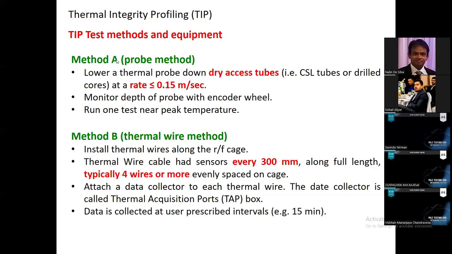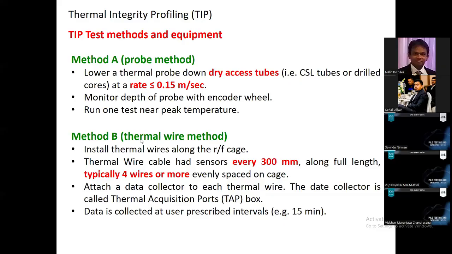Then a probe is slowly lowered along the access tubes at a rate of less than 0.15 meters per second, and starts taking temperature readings along the tube. This test can be done similar to the cross-hole sonic logging test. Using different access tubes, you take the temperature readings.